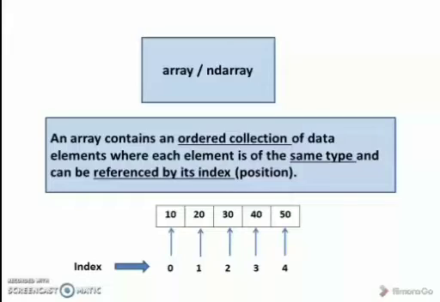NumPy provides array object and it is known as ND array, right? When we talk about array, it contains an ordered collection of data elements where each element is of the same type. When we say each element is of the same type, that means an array contains similar kind of data. Here you can see we have one array holding integer data type. Here we have 5 elements, and to access a particular element we use indexing.